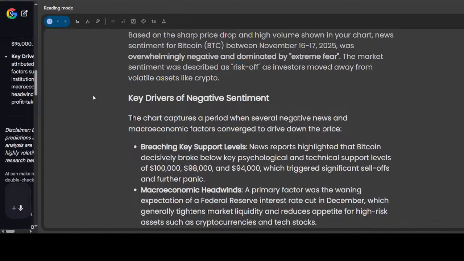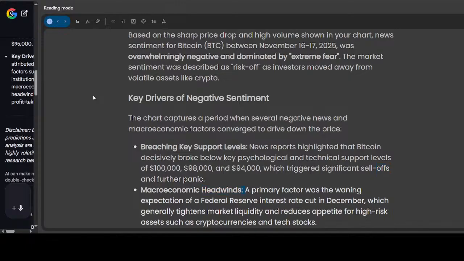Key drivers of negative sentiment. The chart captures a period when several negative news and macroeconomic factors converged to drive down the price. Breaching key support levels. News reports highlighted that Bitcoin decisively broke below key psychological and technical support levels of $100,000, $98,000, and $94,000, which triggered significant sell-offs and further panic.